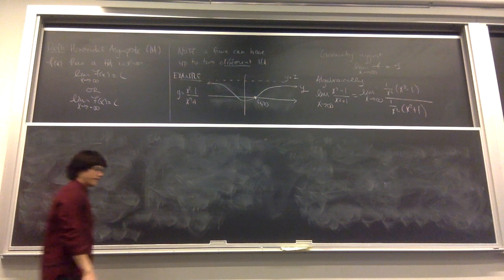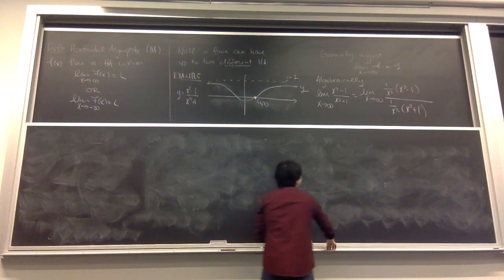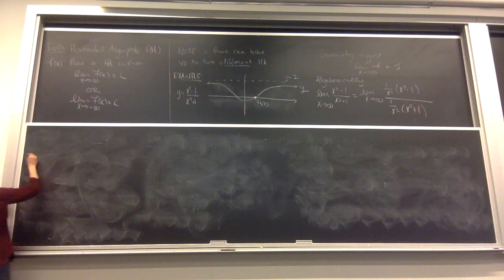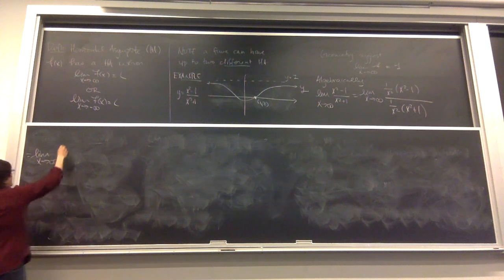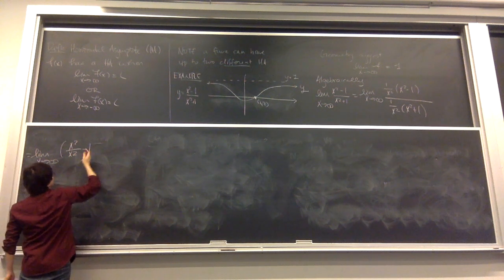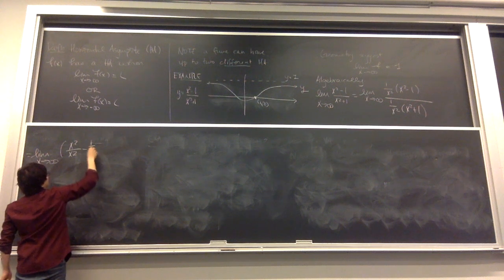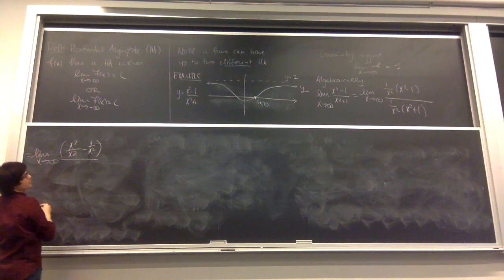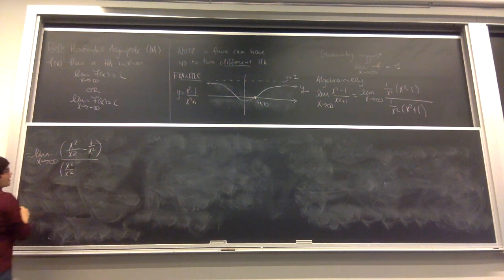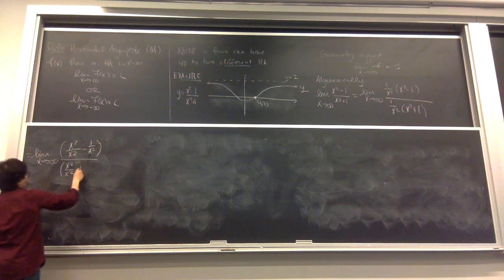Clean enough? Okay, let's continue. So I have that, and we're continuing. So what do I get? I get the limit as x goes to infinity. If I distribute that 1 over x squared through, I'm going to get x squared over x squared minus 1 over x squared. And then on the bottom, I'm going to get x squared over x squared plus 1 over x squared.